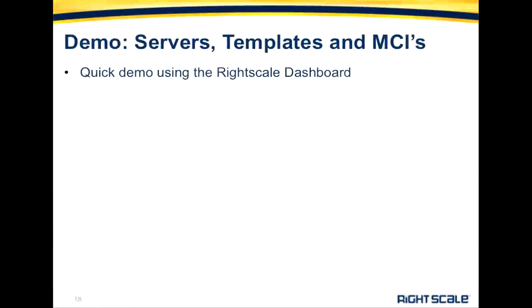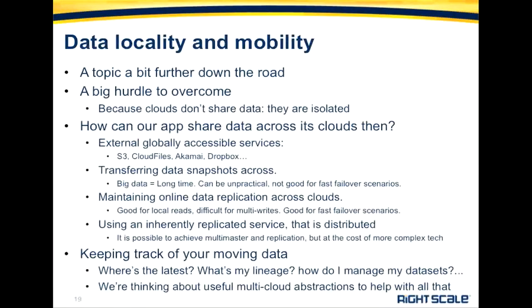Let me talk about another abstraction that we don't have right now, but it's coming down the pipe, something that's going to become more and more important as we start thinking about multi-cloud deployments that really are live in multiple clouds at the same time, and how these applications will have to talk to each other. And that's about data, locality, and mobility. This is farther down the road, but it's going to be a big hurdle to overcome. That's basically because different clouds are really isolated. They don't share much, so you really have to do everything on your own.